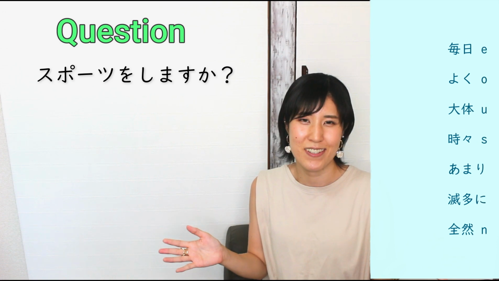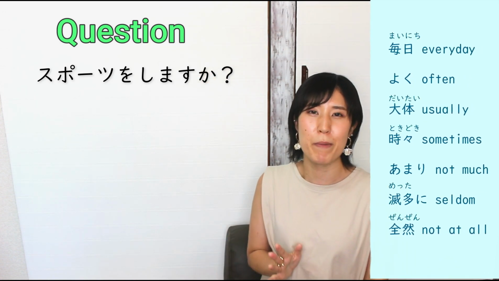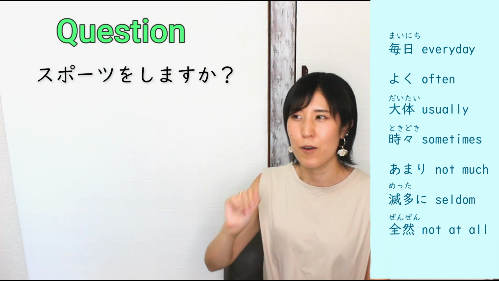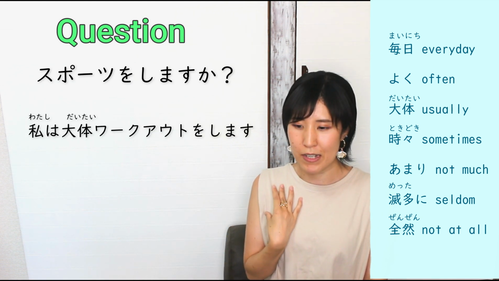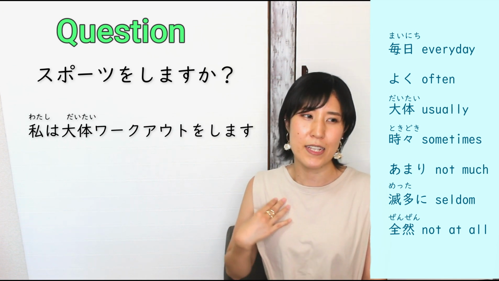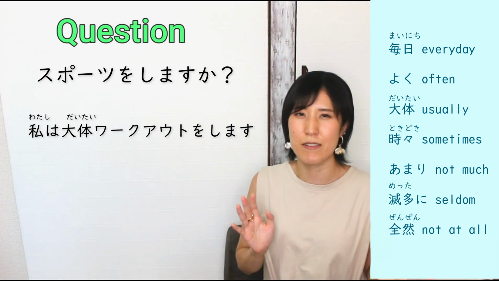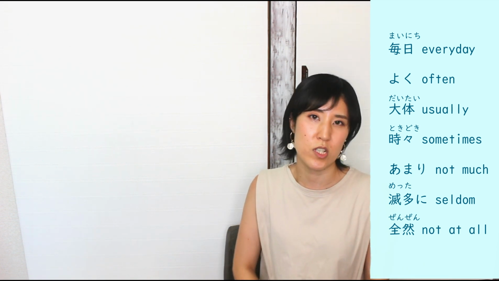じゃあ皆さん、スポーツしますか？スポーツ or workout。So you can answer with these words. 例えば、毎日スポーツをします。毎日ワークアウトをします。私は大体ワークアウトをします。So 大体, I'm saying like three times a week. So 大体 is usually, not 時々.